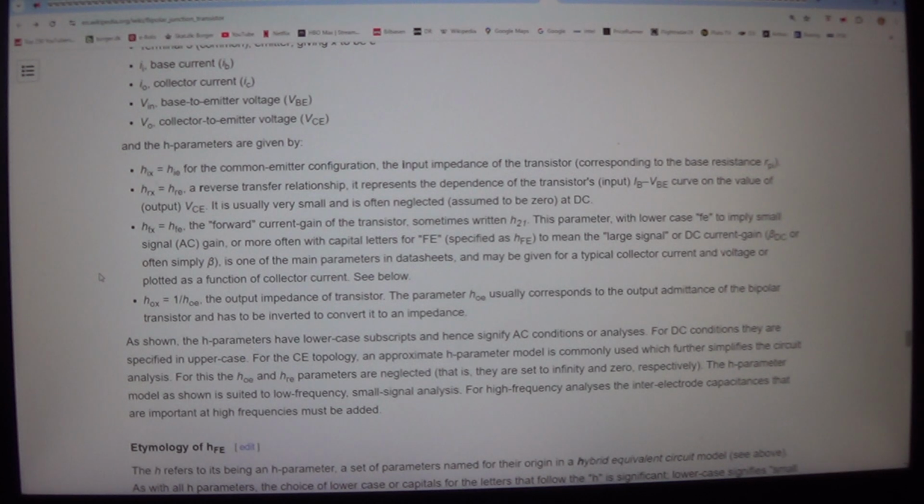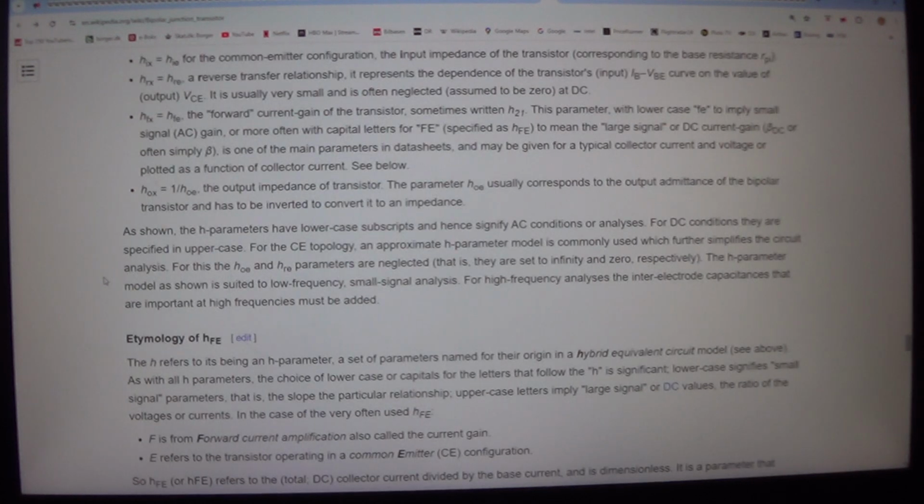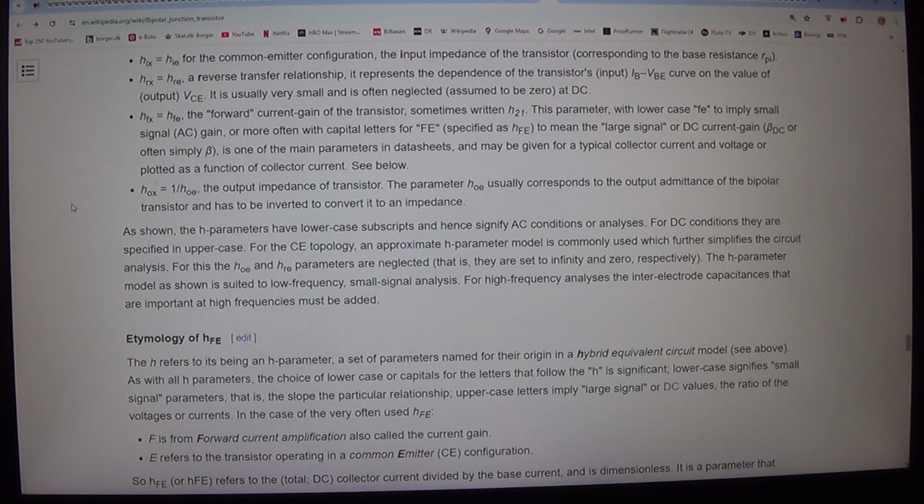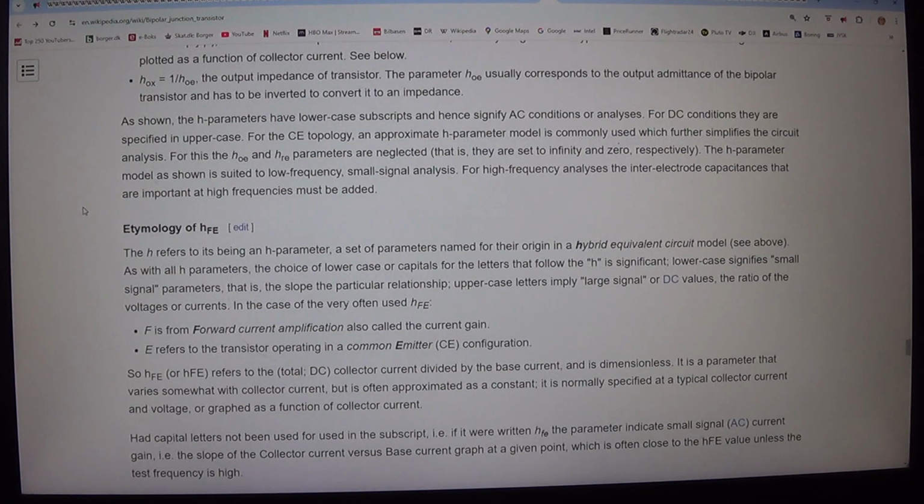4, Hox equals 1/Hoe, the output impedance of the transistor. The parameter Hoe usually corresponds to the output admittance of the bipolar transistor and has to be inverted to convert it to an impedance. As shown, the H parameters have lowercase subscripts and hence signify AC conditions or analyses. For DC conditions they are specified in uppercase.